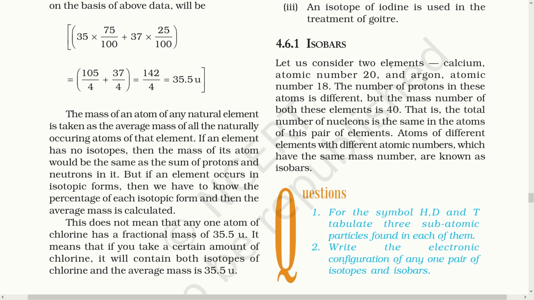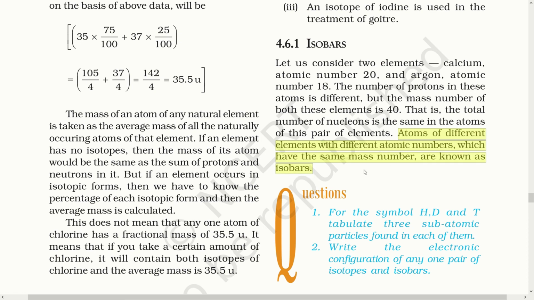Let us consider 2 elements: calcium, atomic number 20, and argon, atomic number 18. The number of protons in these atoms is different, but the mass number of both these elements is 40. That is, the total number of nucleons is the same in the atoms of this pair of elements. Atoms of different elements with different atomic numbers which have the same mass number are known as isobars.